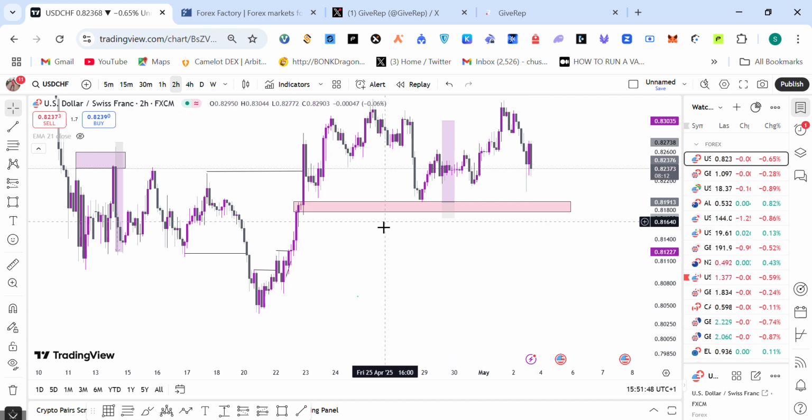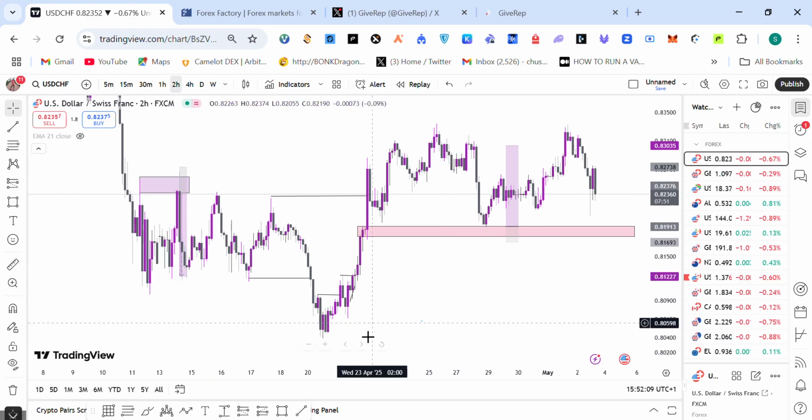Then I know that this change of character it did here was just first change of character. Though I have traded off it and made money off it, but I have to wait now to see what it does. If it breaks this low, then I know it is change of character. Then I'll start looking for possible sales again.